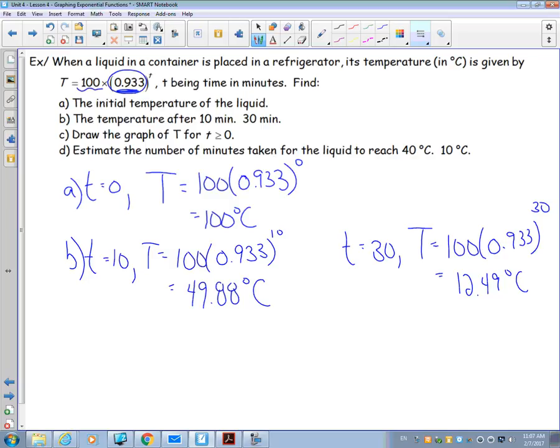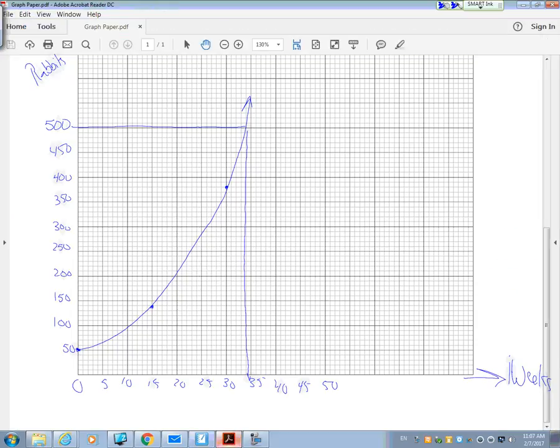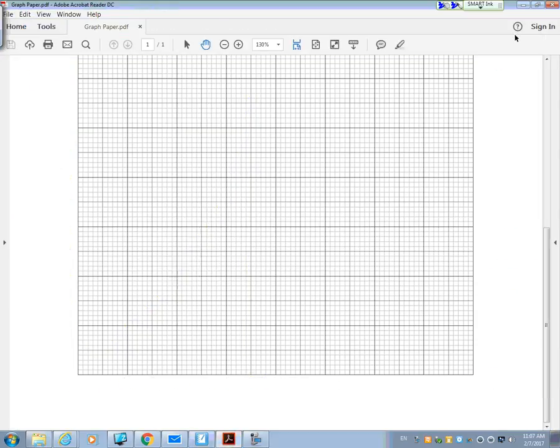Okay, we want to draw the graph of this function again. We can do that. Okay, back to my graph. Get rid of that one. Okay, we got time on the bottom this time. And we went up to 30 minutes, so let's go by 5s again. 5, 10, 15, 20, 25, 30, 35, 40. Always good to go a little bit past. Our temperature was up the side. It started at 100, so we have to get up to 100. So let's go by 10. It's 10, 20, 30, 40.